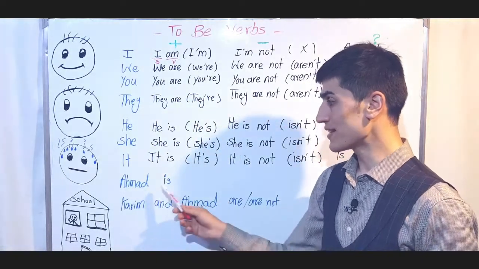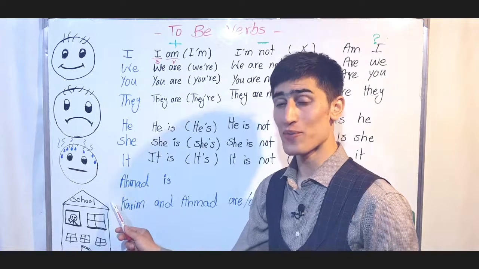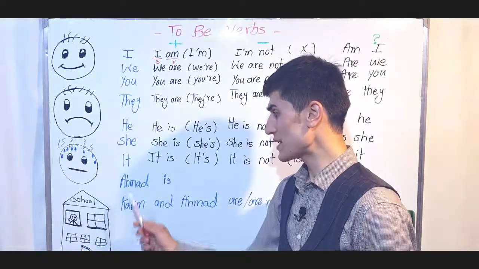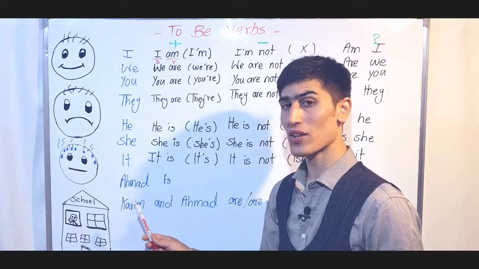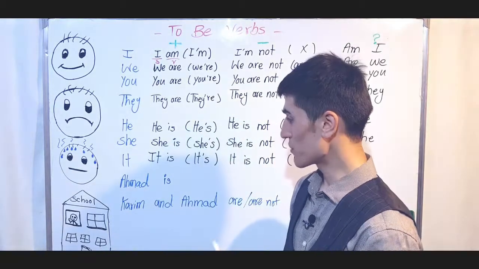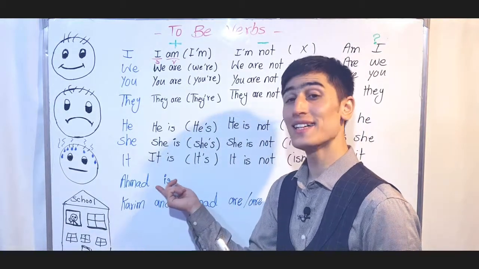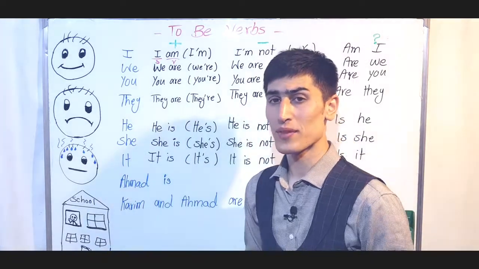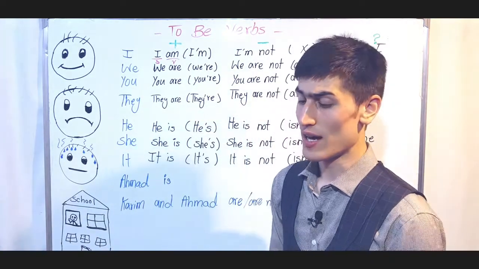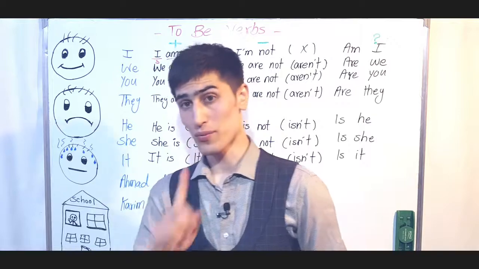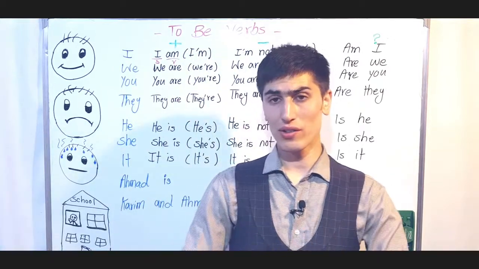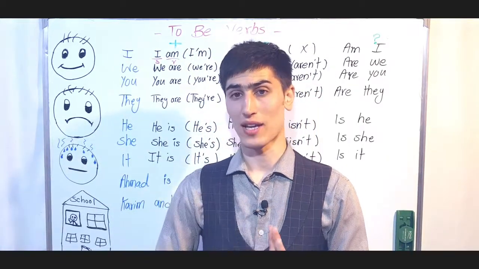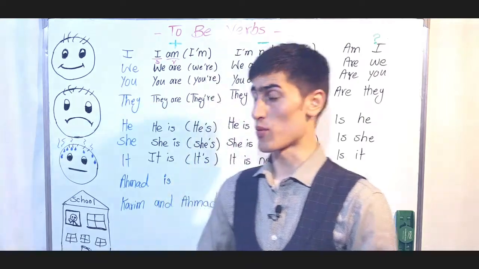So now let's say here's a name, Ahmad. So what should I do with Ahmad here? What to be verb should I write in front of it? Ahmad is. We use is with Ahmad. Why? Because Ahmad is also singular. Ahmad is also one person. So with one person or singular subjects we use is, except I, which we use am with.